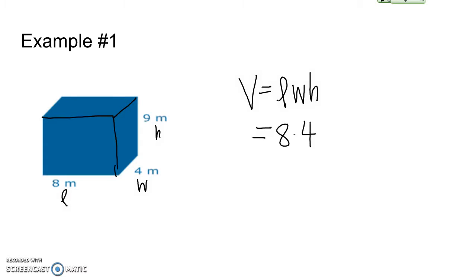8 times 4 times 9. And you'll want to have your calculator right there, ready to go. And we just punch it in. 8 times 4 times 9. We like the volume of the rectangular prism because it's the easiest one to do. You just multiply the 3 numbers together.